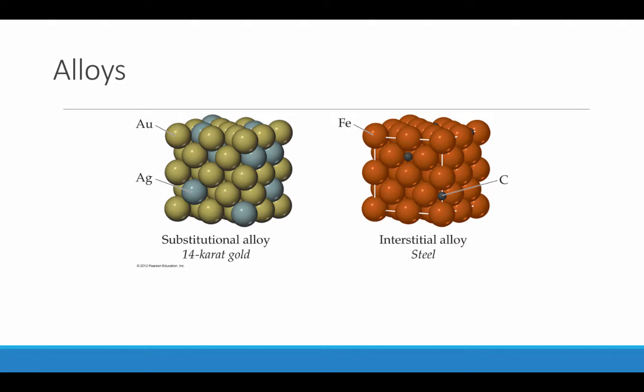There are two types of alloys: substitutional alloys and interstitial alloys. A substitutional alloy is where a second element takes the place of a metal atom. Here you see 14-karat gold. Some of the gold atoms have been replaced by silver atoms. They have literally been substituted for, making it a substitutional alloy.